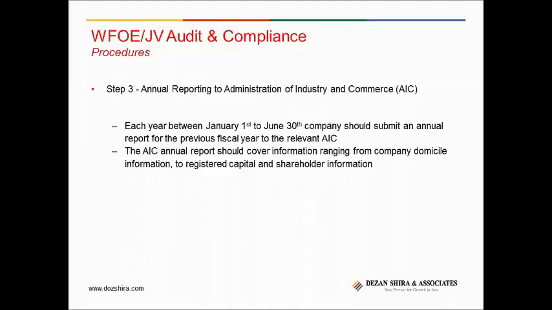The third step is annual reporting. During the annual compliance process, companies will also need to submit an annual report to the Company Registration Authority, the Administration of Industry and Commerce, AIC, before June 30. This AIC annual report will need to include information and updates on various company registration details, ranging from the company's domicile information to registered capital and shareholder information.